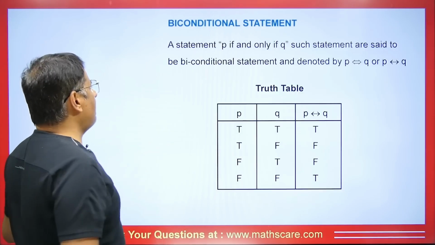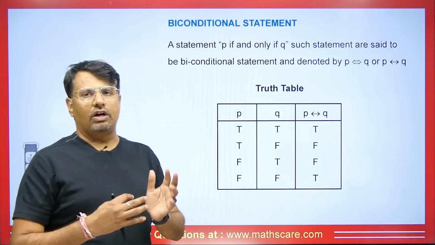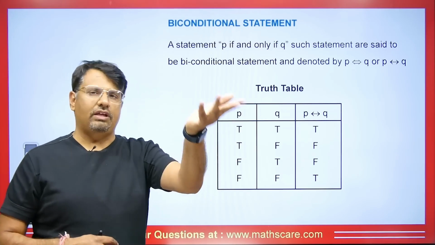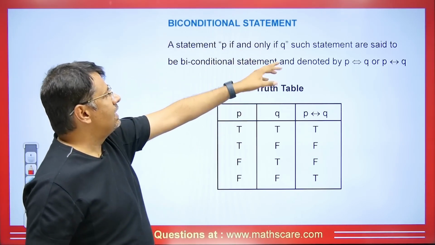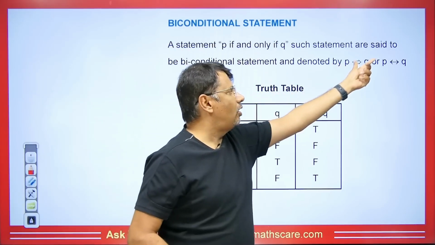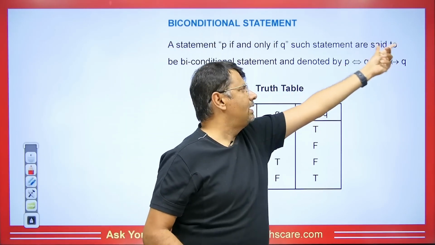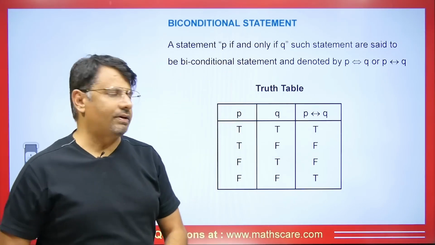Okay? Now the biconditional statement. Biconditional statement means if and only if this is here, then this will also be here. For example, the statement P if and only if Q. Such statements are said to be biconditional statements and it is denoted by this or by this. We can denote it like this or like this also. Okay? Let's understand this using a truth table. So what does it mean?